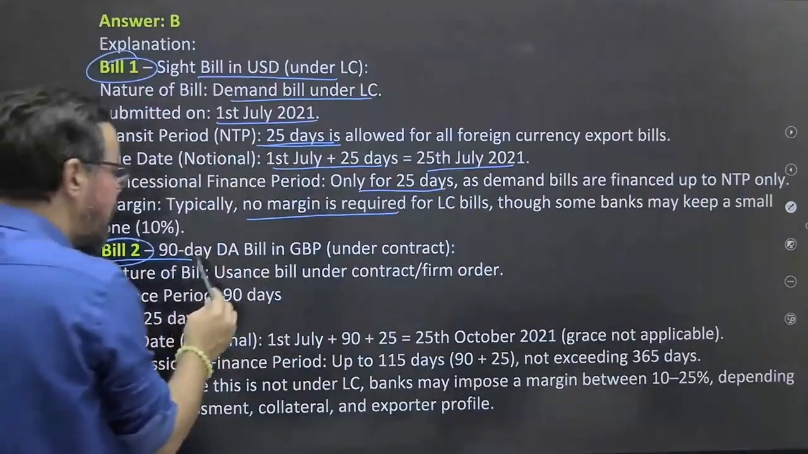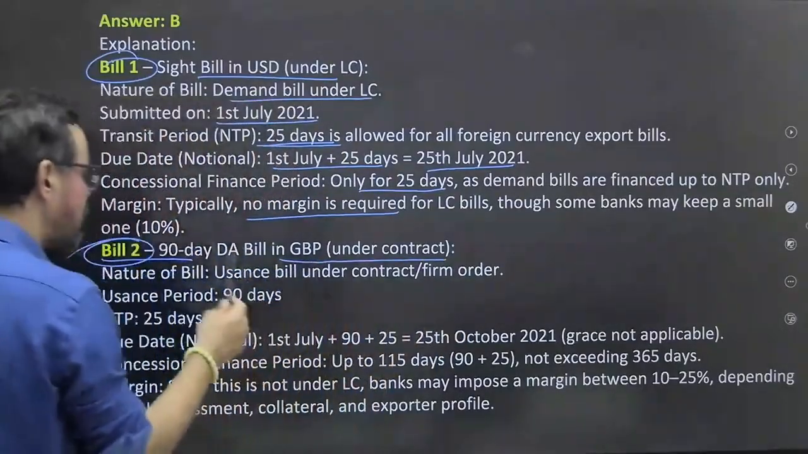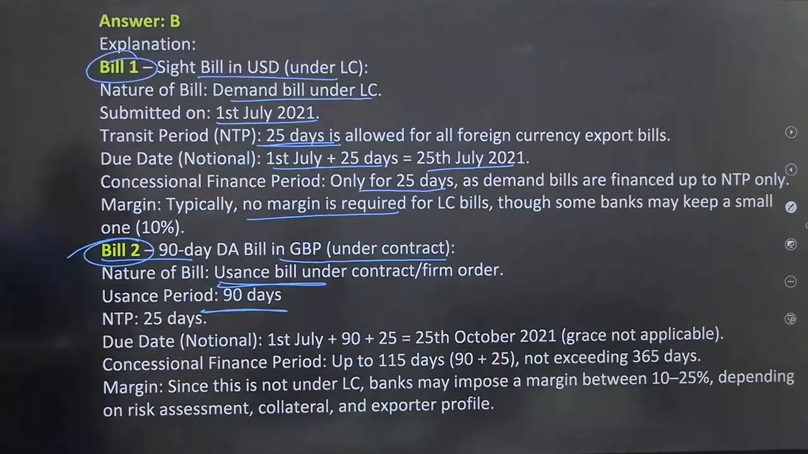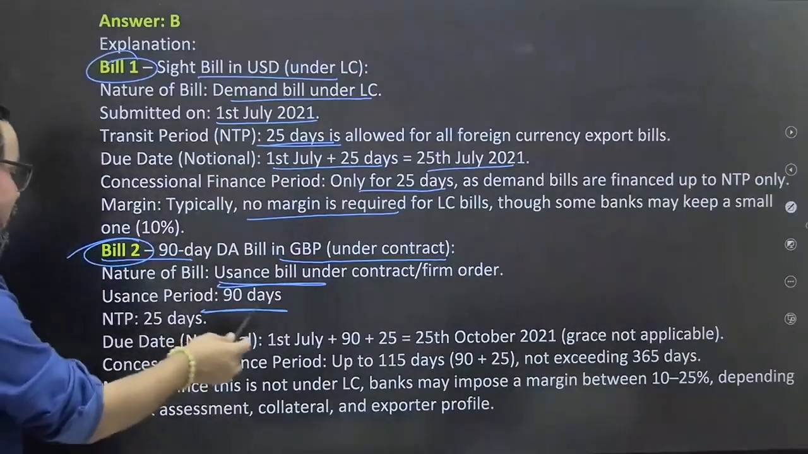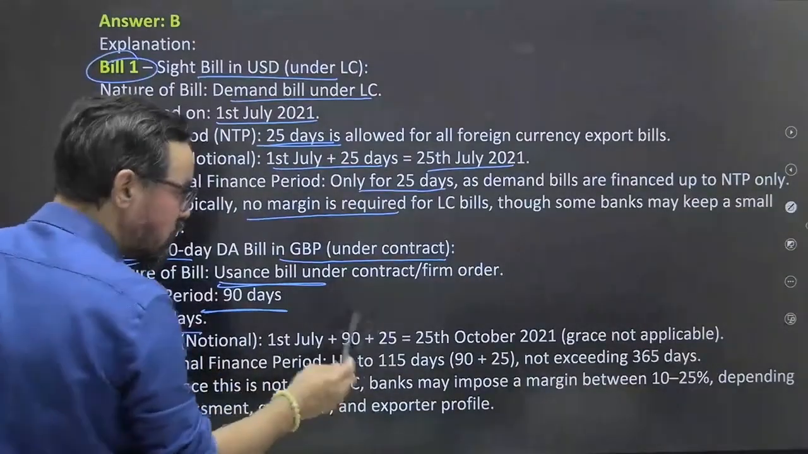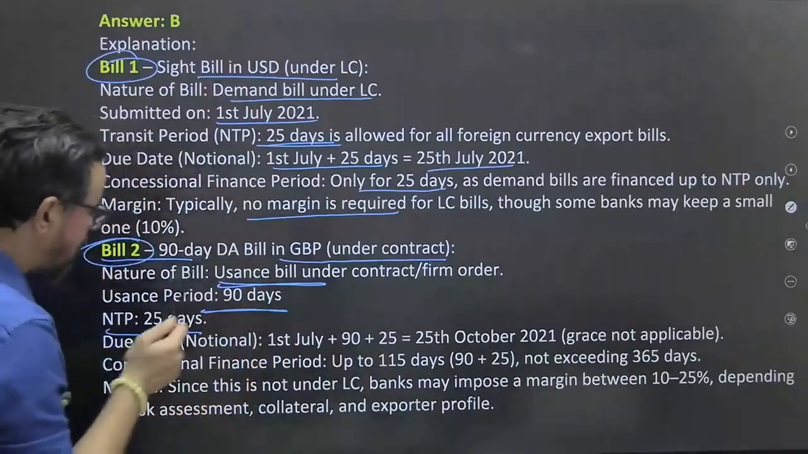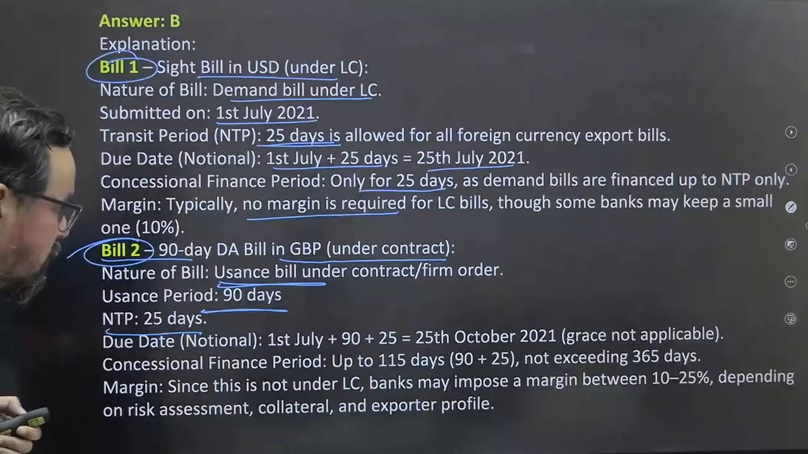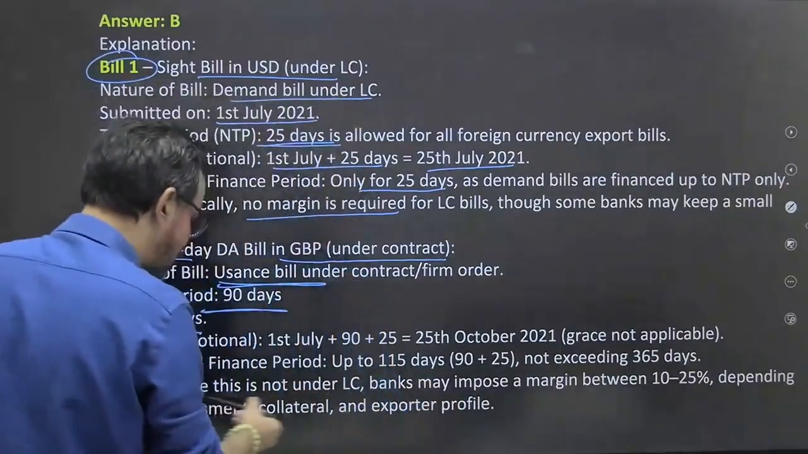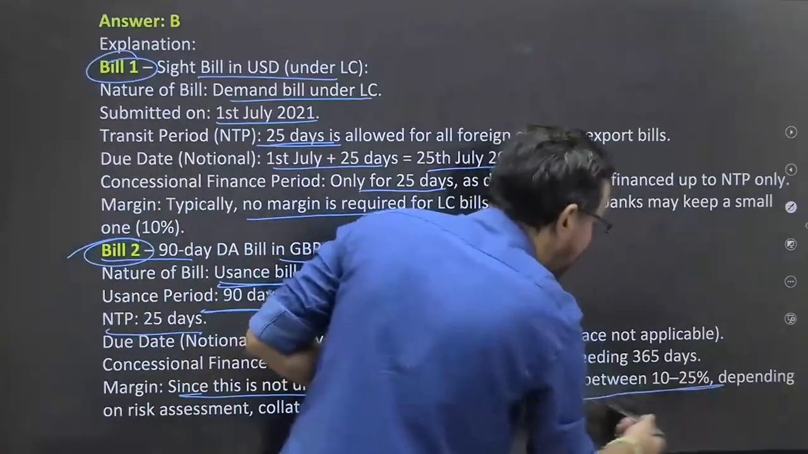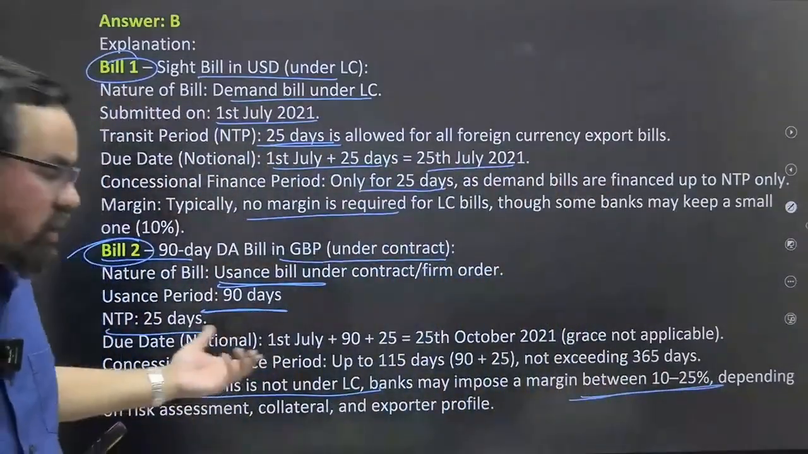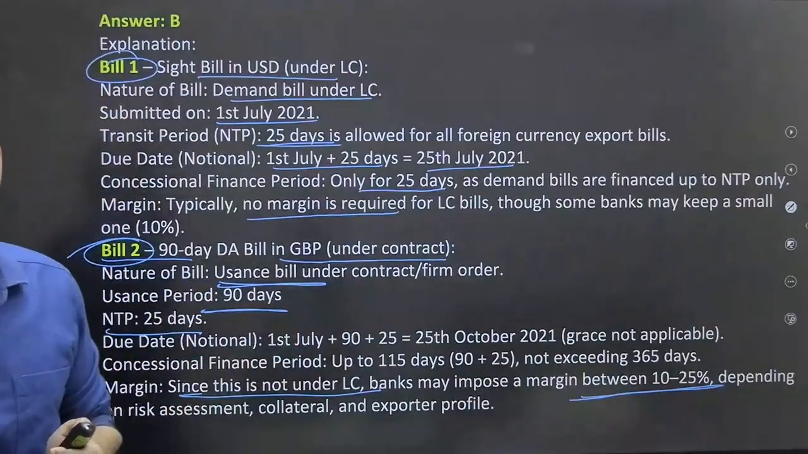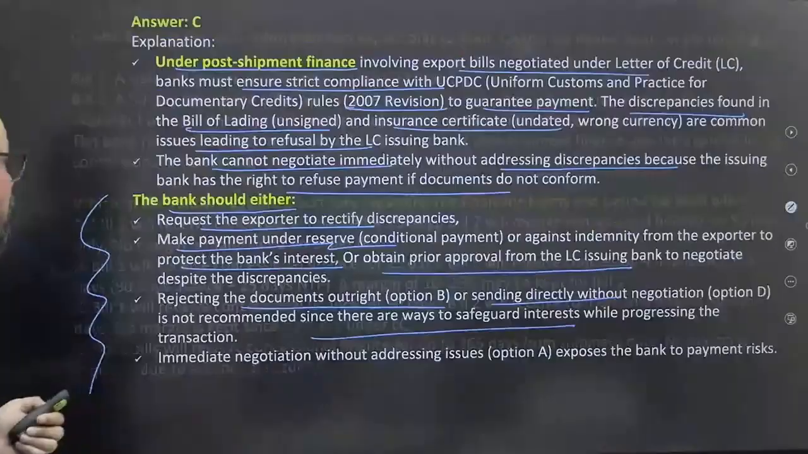Bill 2 is 90 days, in Great Britain pound. So it is a Usance bill and the period of Usance is 90 days. That means the bill is payable after 90 days. So 90 days plus NTP 25 will be used in this case, and a margin of 10 to 15%. Okay, so where is the margin? Since this is not under the LC, margin applies. If this were LC backed, margin was not required, but this is a non-LC case, okay. There is no LC against this particular bill. That's why we are asking for 10 to 20, a range of 10 to 20%, 25% of margin in this particular case, okay.